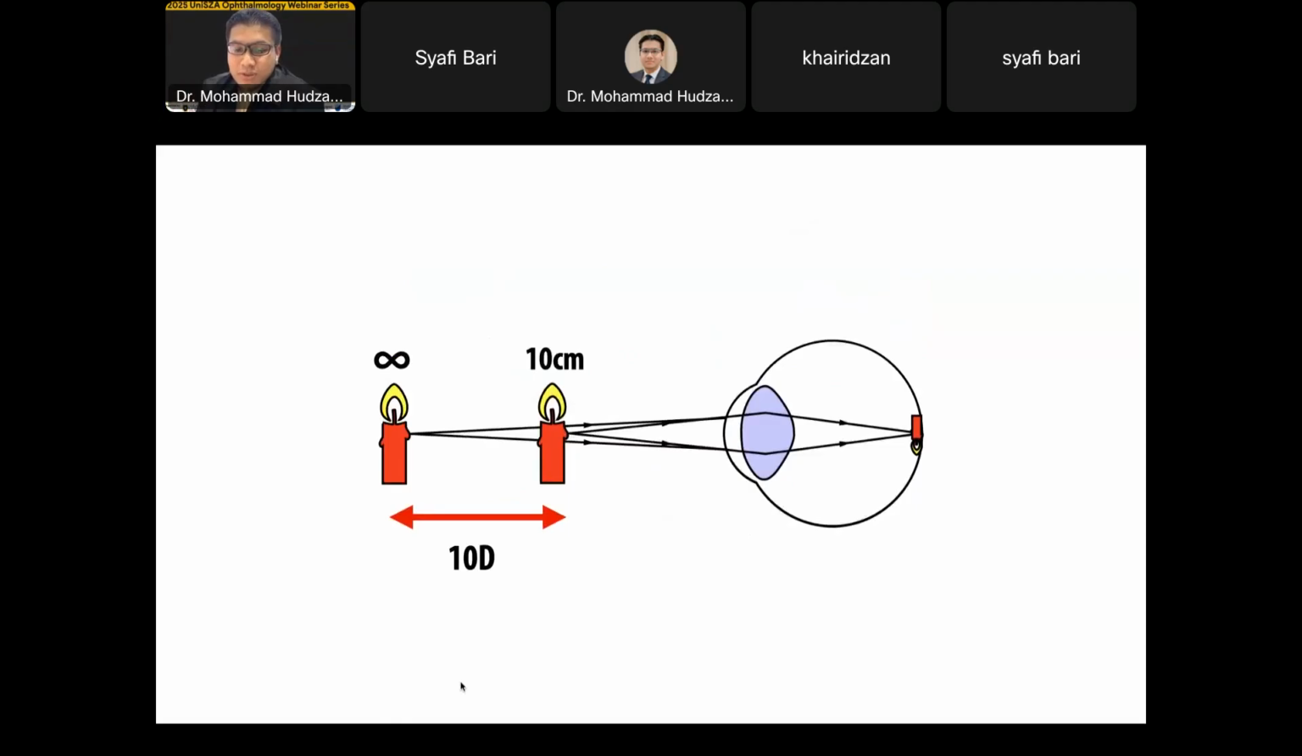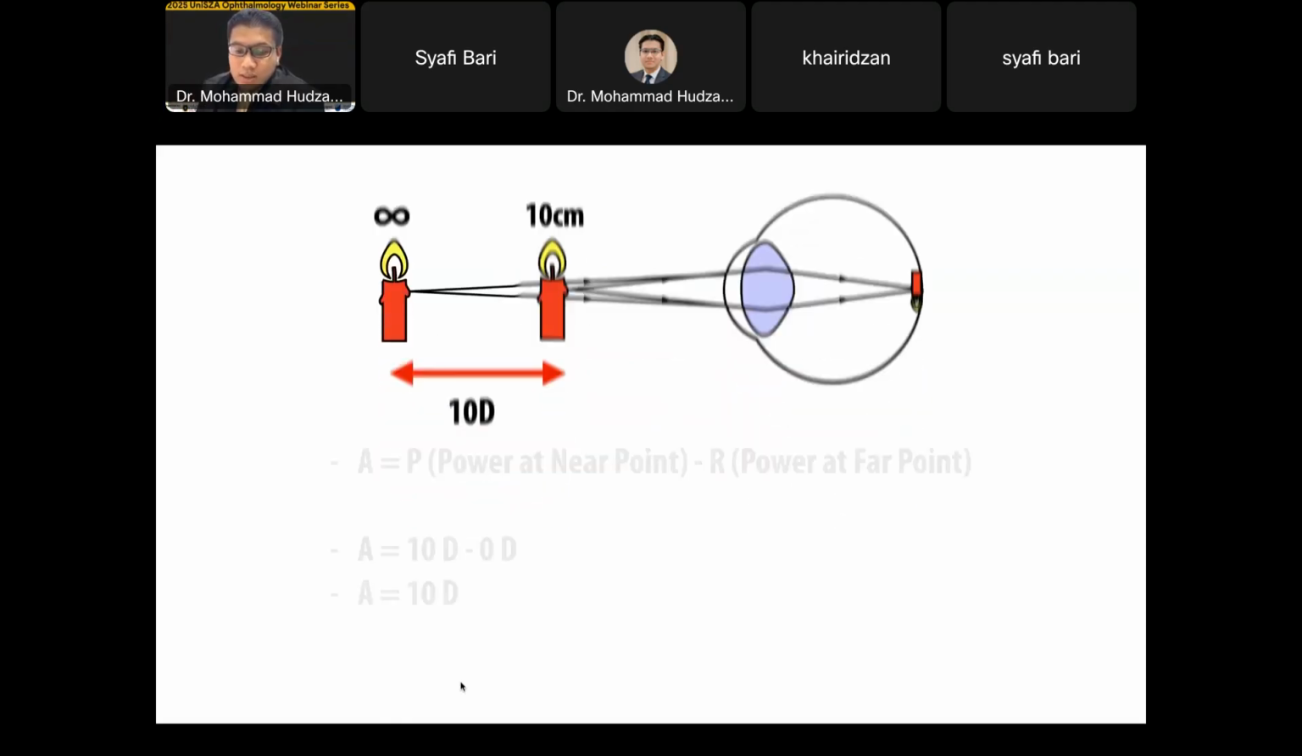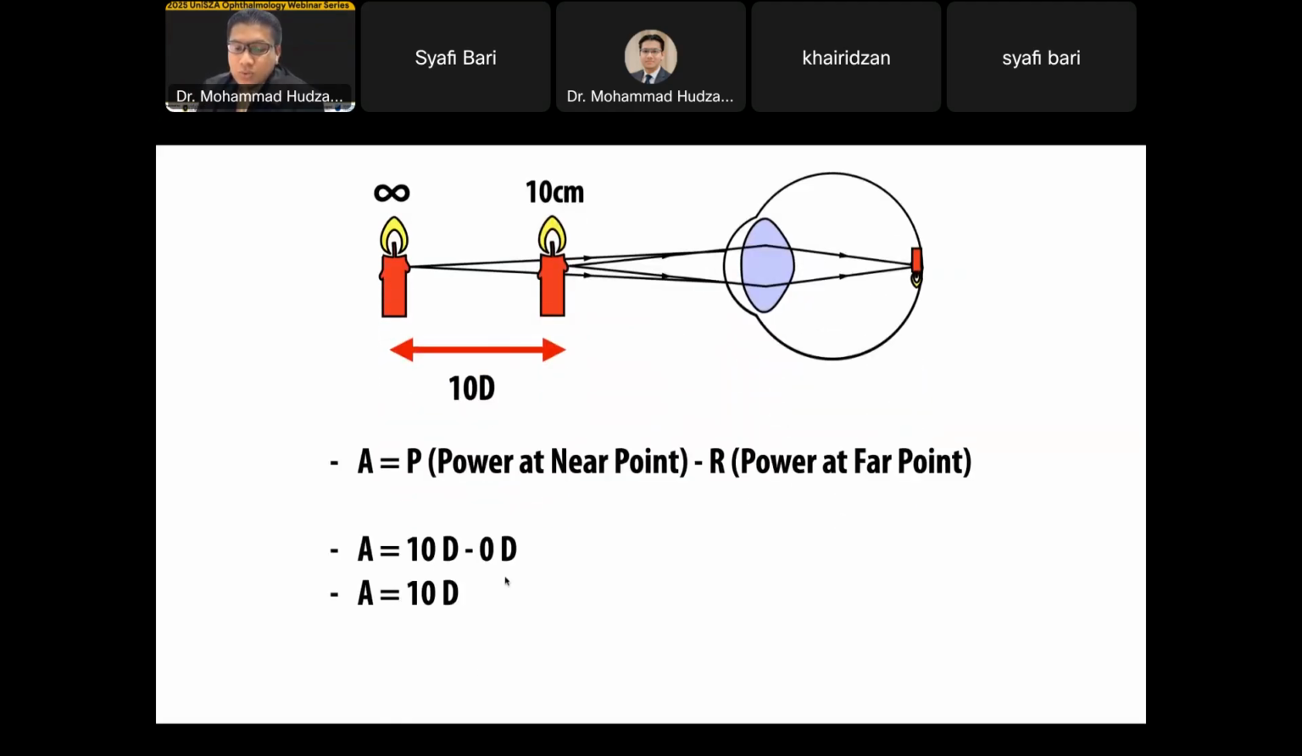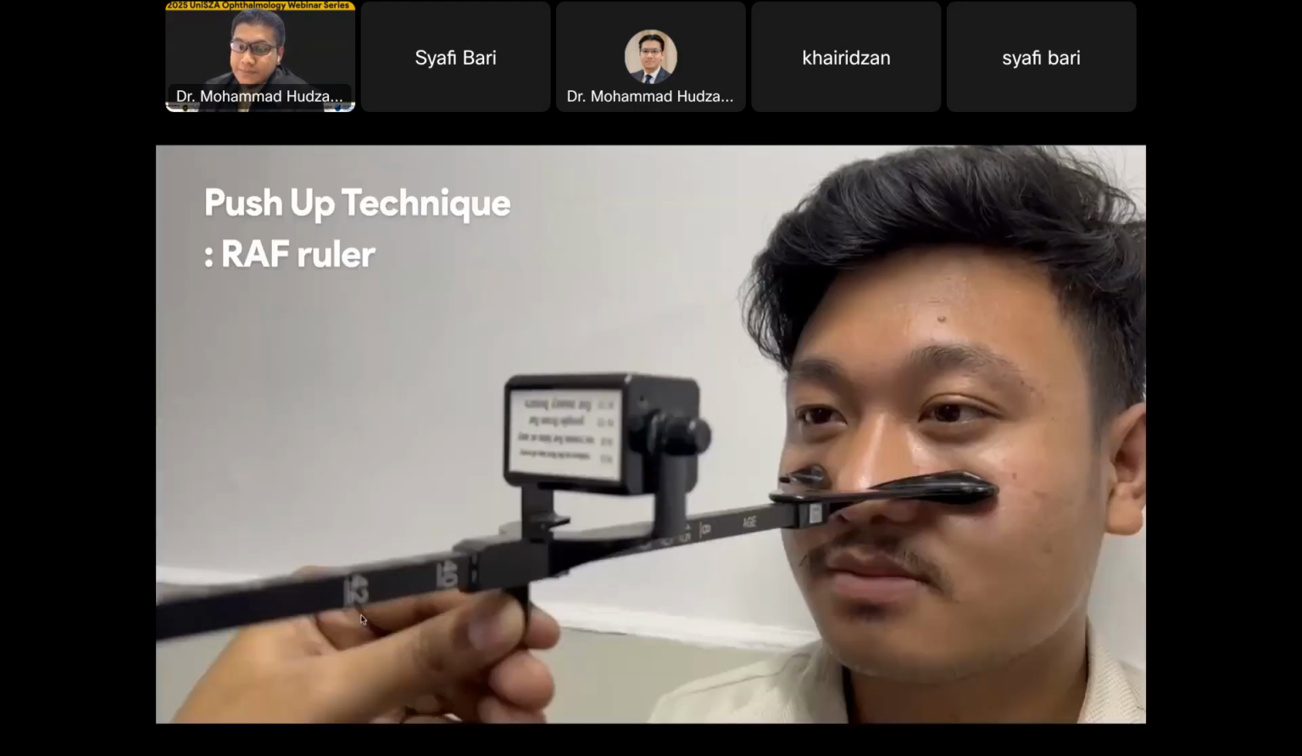The difference between these two is A equals P minus R. P is 10 and R is 0, so A is equal to 10. The amplitude of accommodation for this gentleman is 10 diopters. That's how we measure the amplitude of accommodation in the case of a crystalline lens.